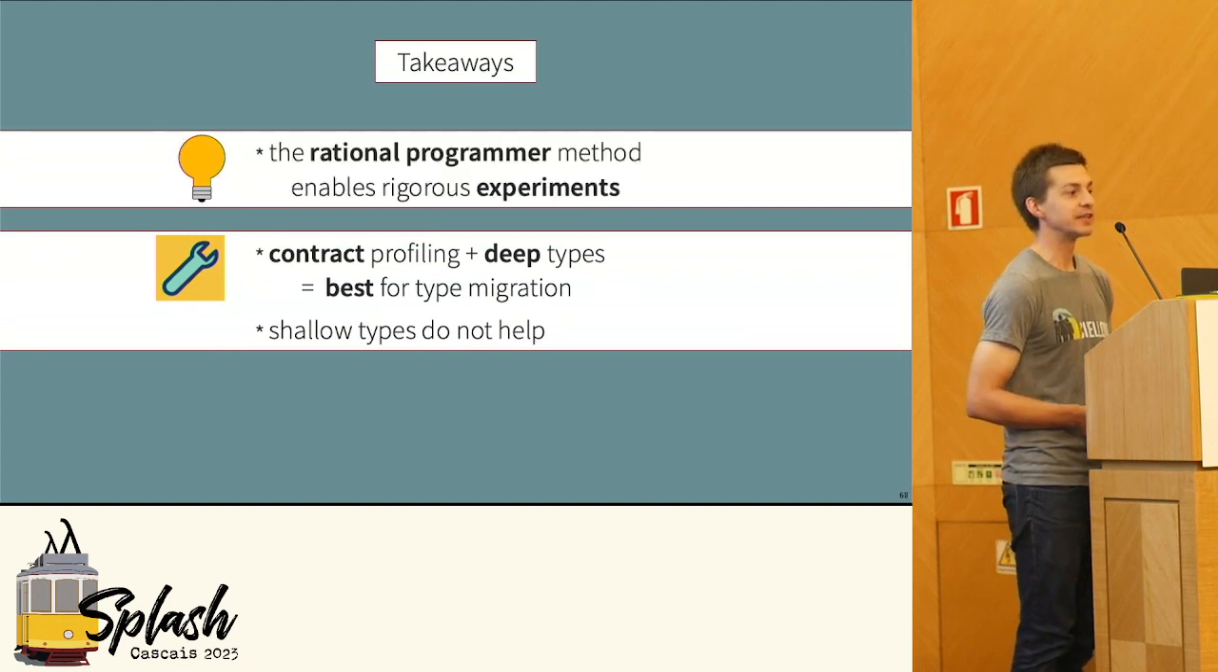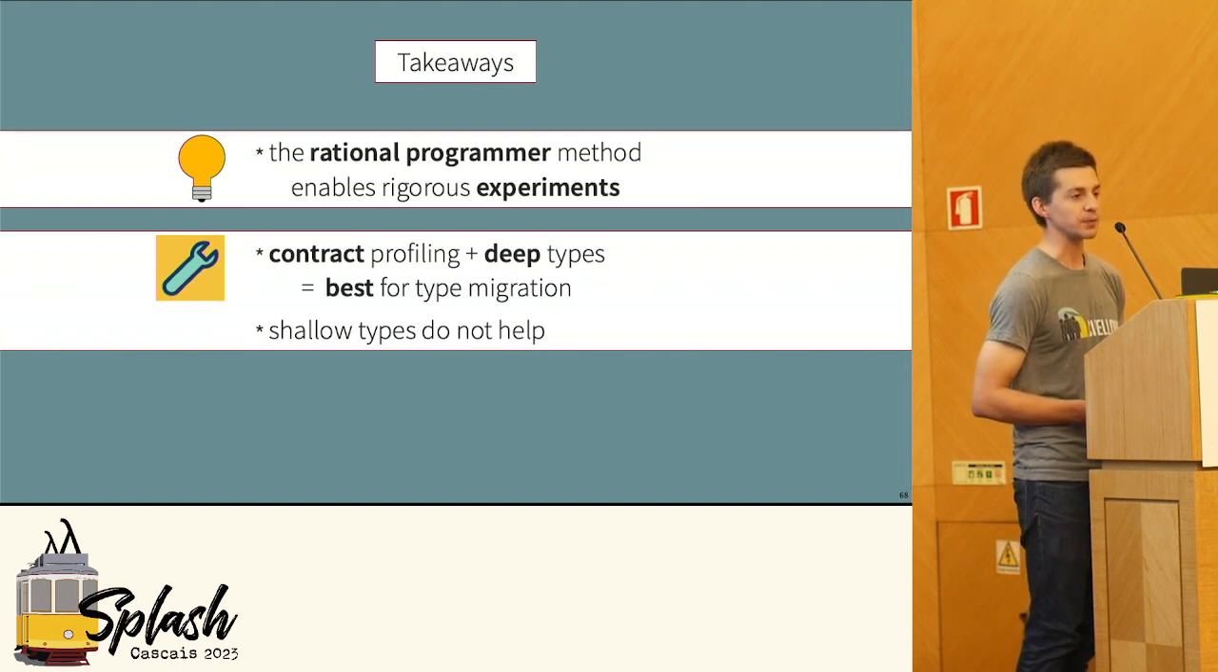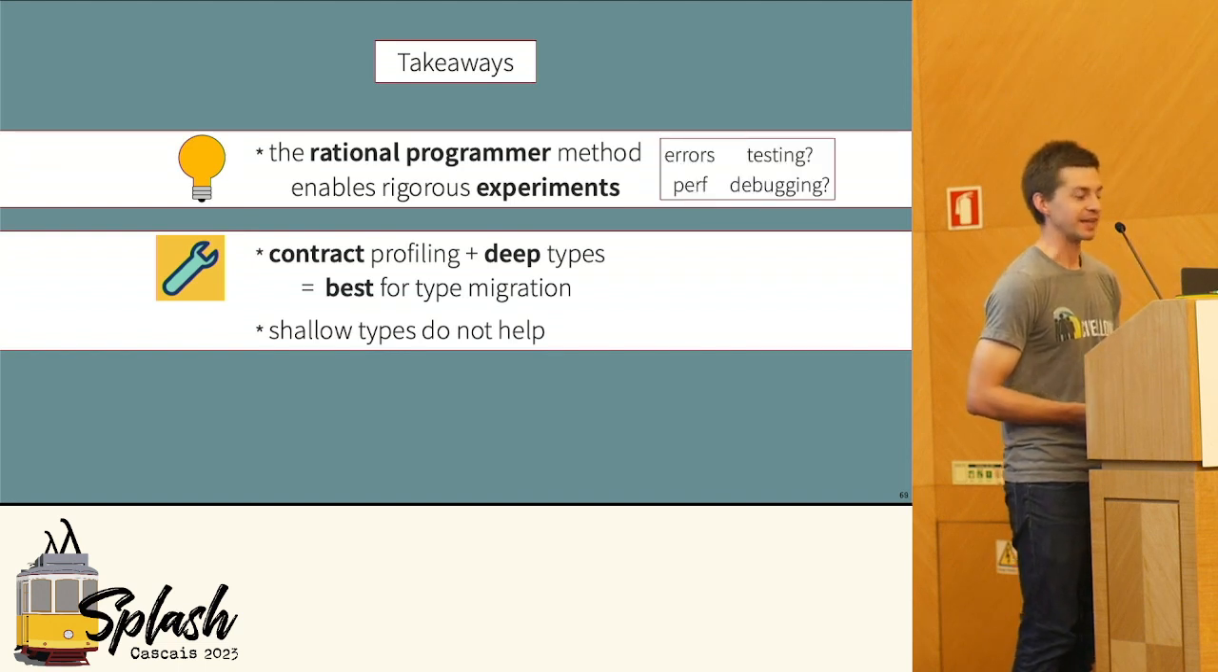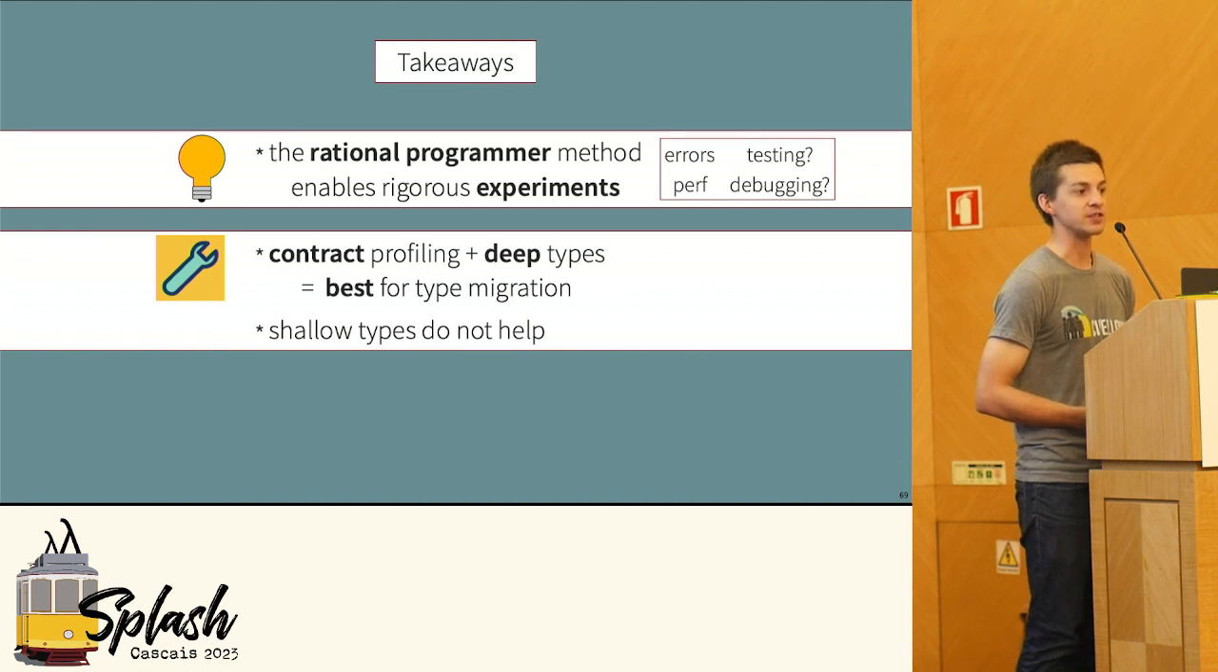At the high level, this rational programmer idea is a powerful tool for enabling rigorous experiments. We could not have done this work without the thinking guidelines that rational programmer gave us. And it's been useful in the past for studying error messages as well, and I think this technique has a very bright future in testing other pragmatic questions about programming languages. The end.